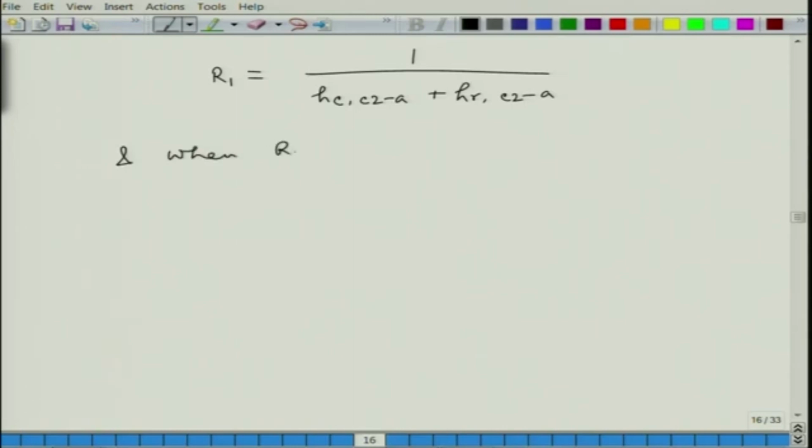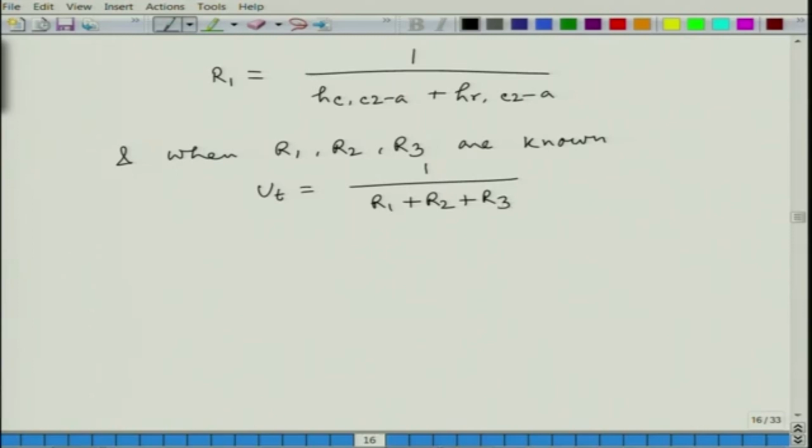Okay. So, now what we can write, this R1 can be similarly written as, right, and when R1, R2, R3 are known, or at least the formulation is known, what we can find, the top loss coefficient, which will be 1 over R1 plus R2 plus R3.